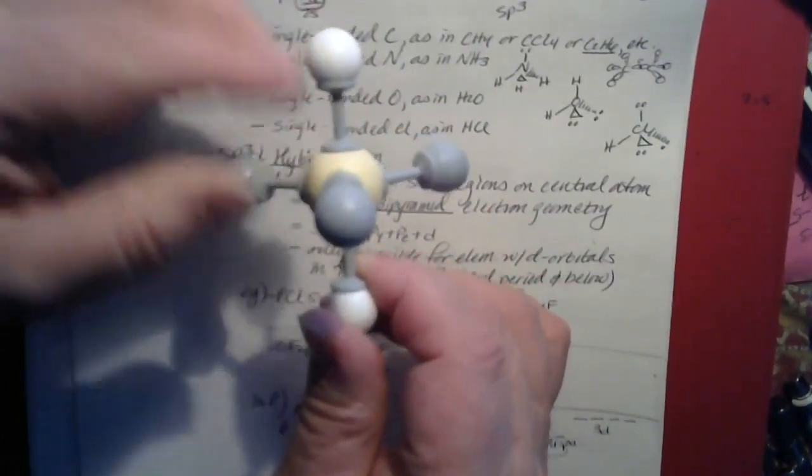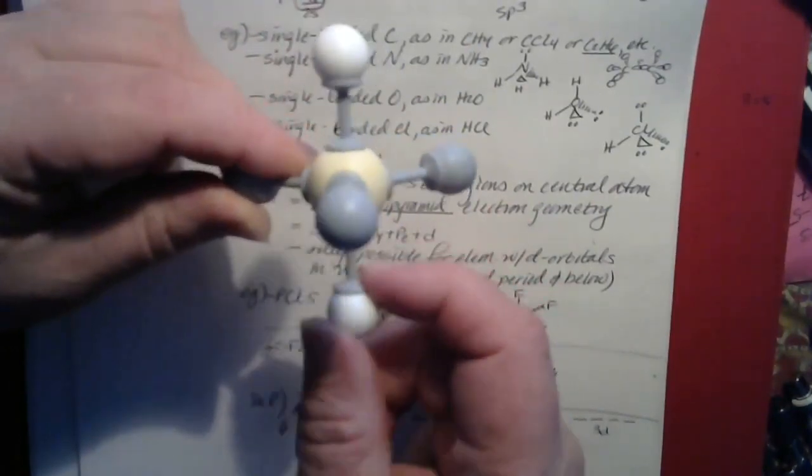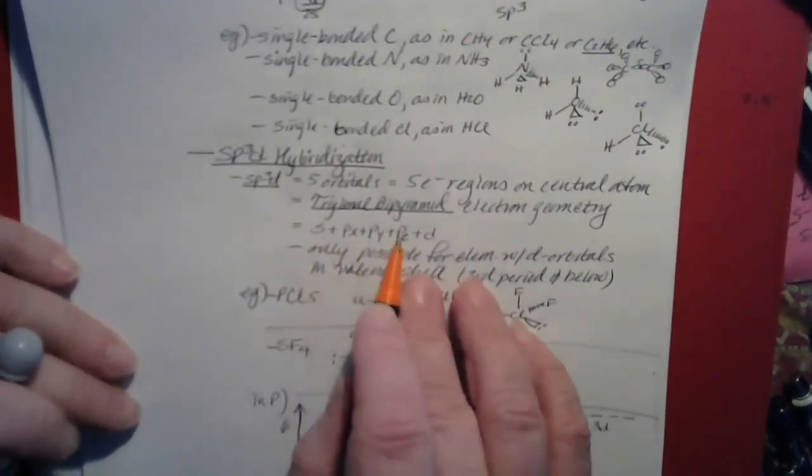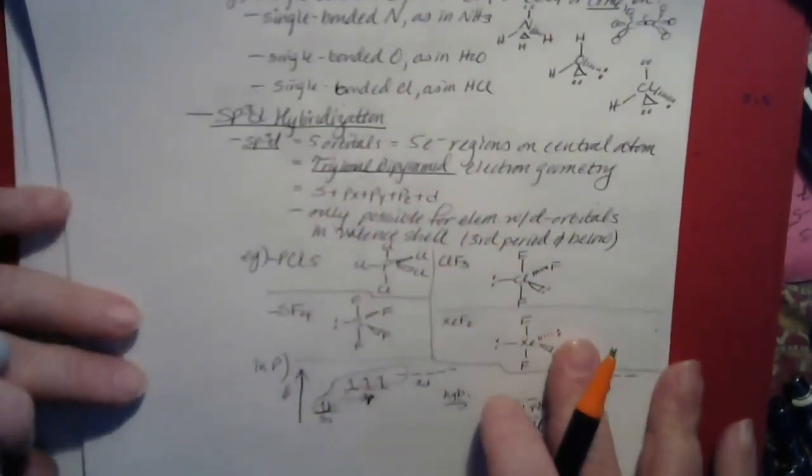So the way we normally draw it, you have a region of electrons going directly up, another region of electrons going directly down, and then 3 regions of electrons spaced evenly in the horizontal plane, and they are 120 degrees apart from each other. So that's 120 degrees right there. So that is your trigonal bipyramid geometry. So it's an s and a px and a py and a pz and one of the d orbitals.